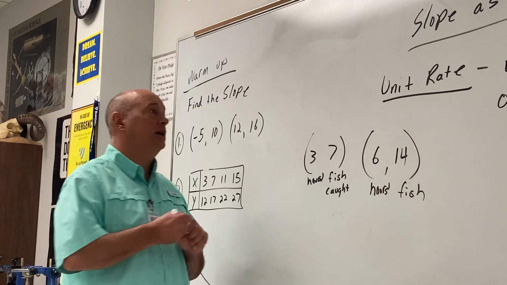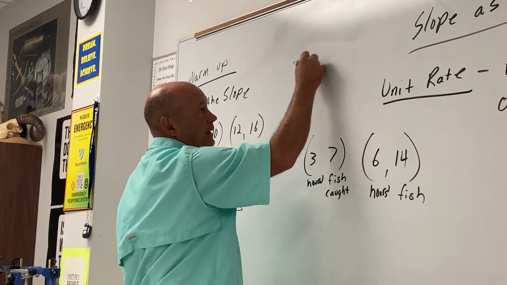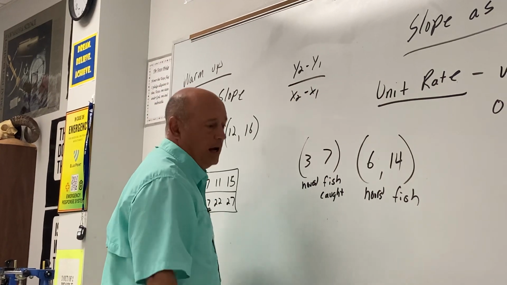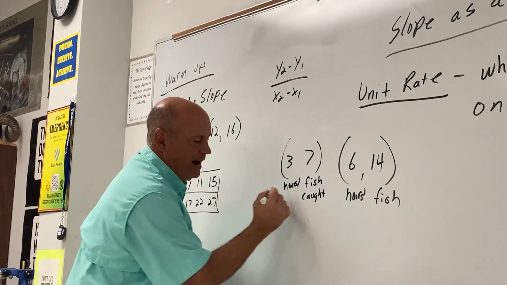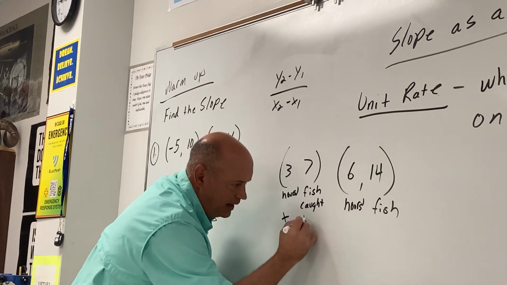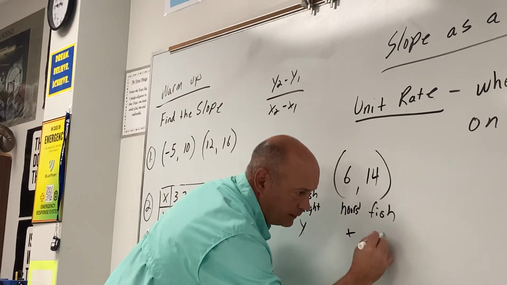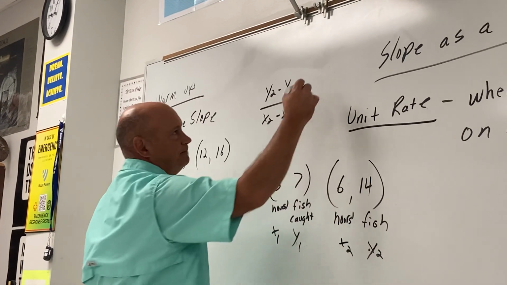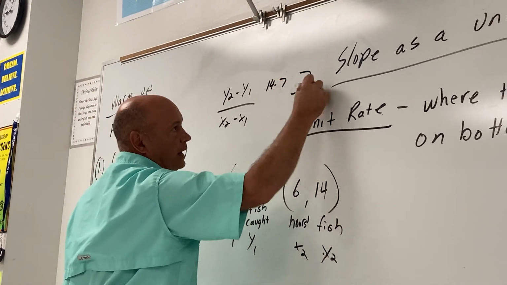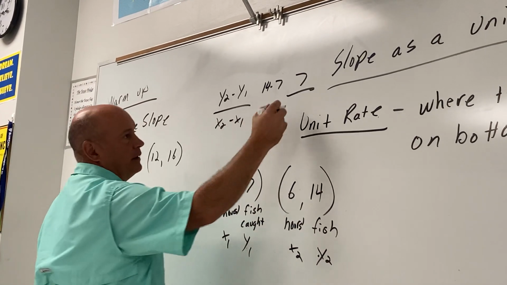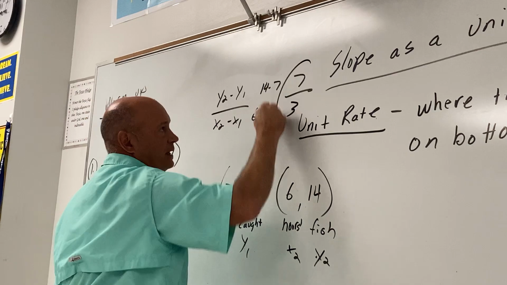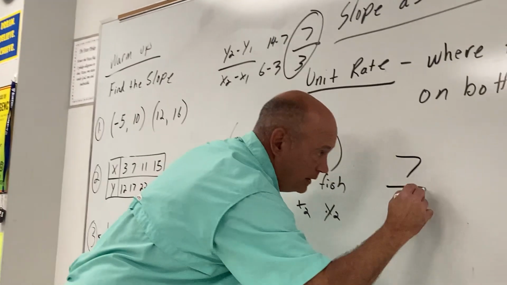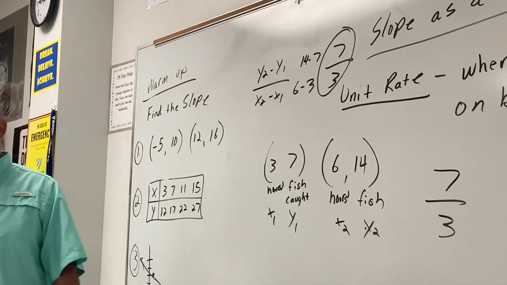What formula do I need? y2 minus y1 over x2 minus x1. Now in this problem, isn't hours x and fish caught y? These would be y2, x2, y1, x1. Let's go. 14 minus 7 is 7. 6 minus 3 is 3. Does everybody agree that we caught 7 fish every 3 hours? Okay, that is the slope. Is that slope a unit rate?